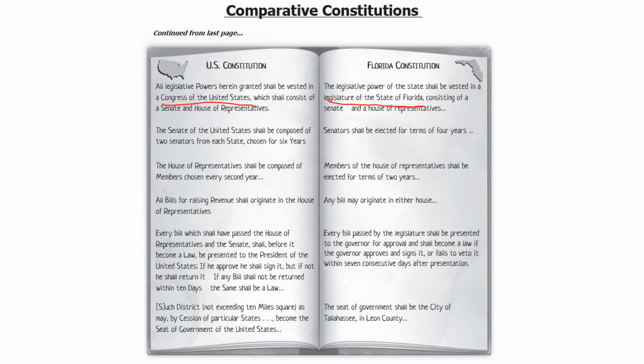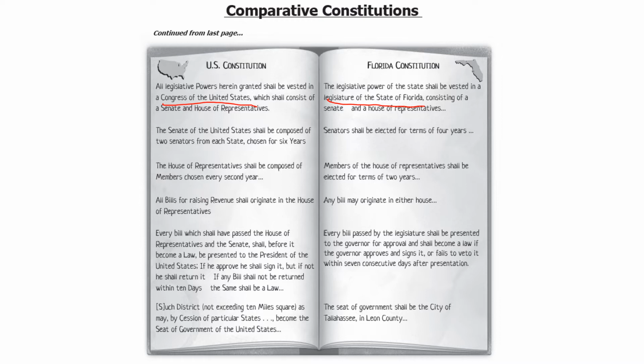The Senate of the United States shall be composed of 2 senators from each state, chosen for 6 years. Senators shall be elected for terms of 4 years. From this point forward, I'm going to let you try to figure out what the differences are. Feel free to pause and play as we go if you need me to read it out loud.